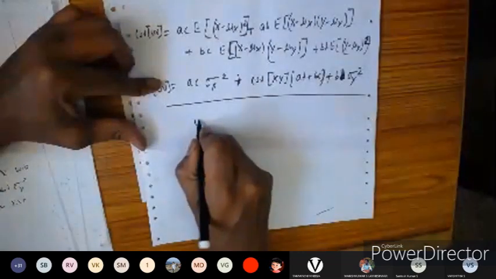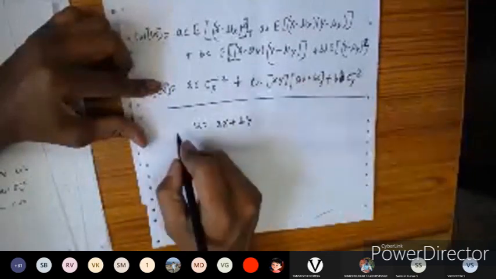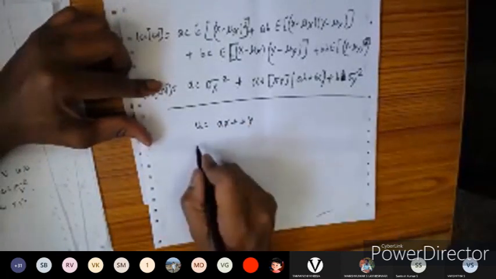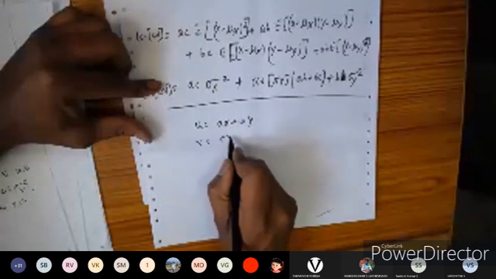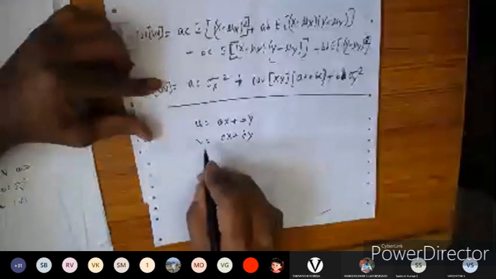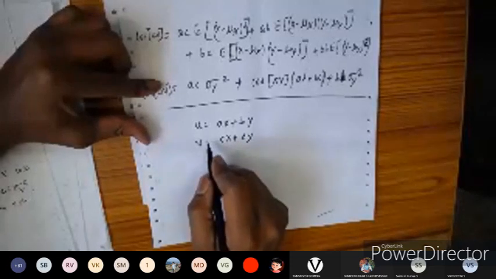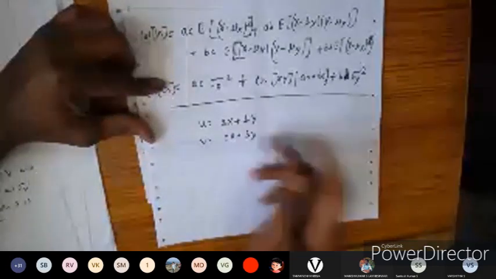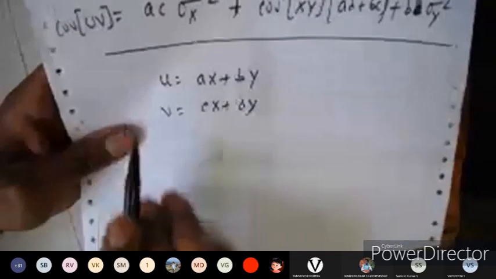So already we have u equal to ax plus by, and v equal to cx plus dy. This is called the forward transform, where we express the two random variables u and v in terms of x and y. Now we need to express x and y in terms of u and v, so let us perform the inverse transformation.